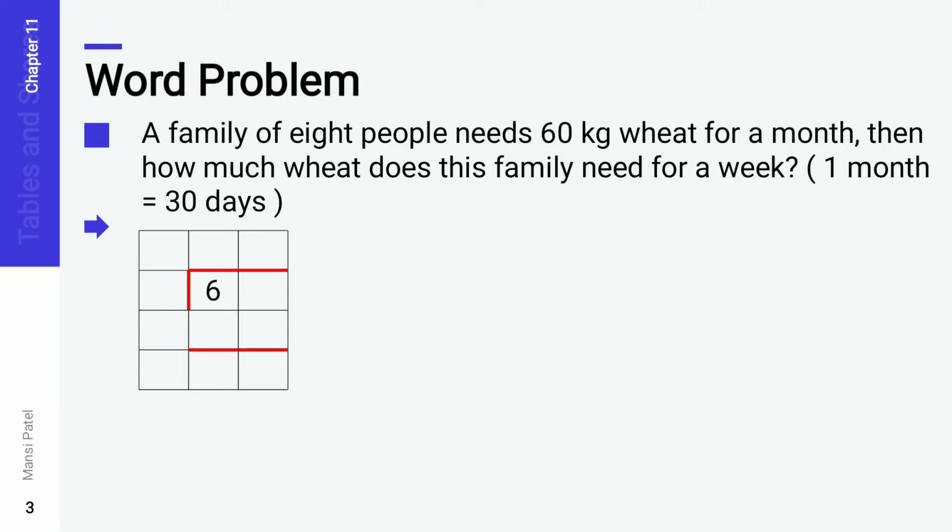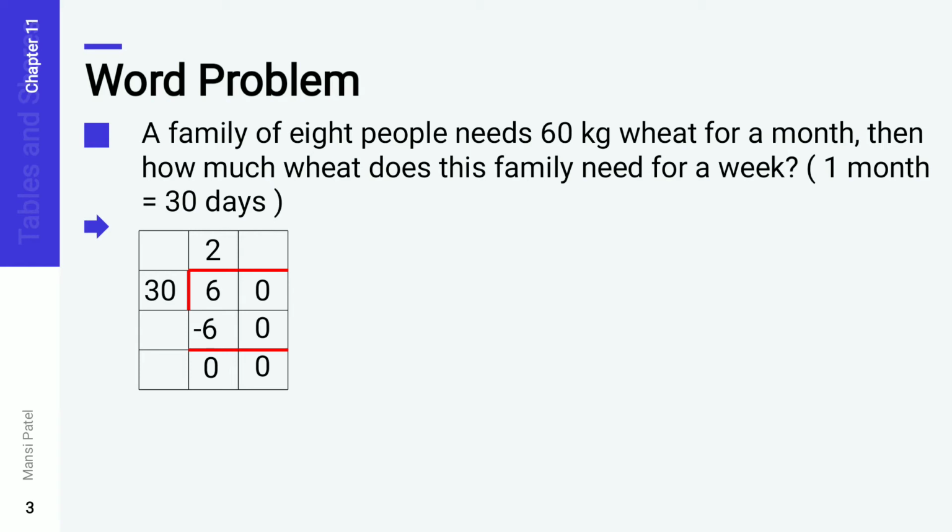60 divided by 30. Why are we doing 60 divided by 30? Because in the first line they are telling that in 1 month they need 60 kg. And they were given that 1 month means how many days we consider? 30 days. That's why we are doing the division. 60 divided by 30. So we can say that 30 2s are 60 and 60 minus 60 is 0.